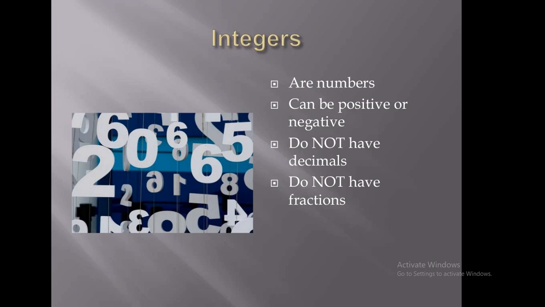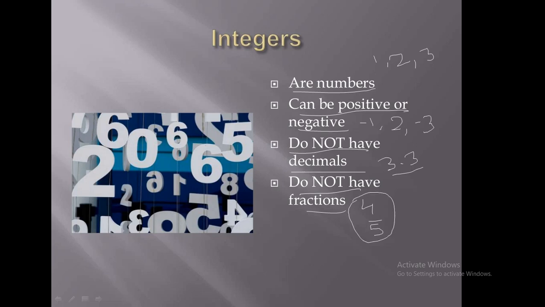Now we will move to the next slide. Integers are numbers like 1, 2, 3. They can be positive or negative, which means -1 is also an integer, 2 is also an integer, -3 is also an integer. They do not have decimals. Decimal means 3.3. This is a decimal number, not an integer. They do not have fractions. Fraction means 4 upon 5. This is a fraction, not an integer.